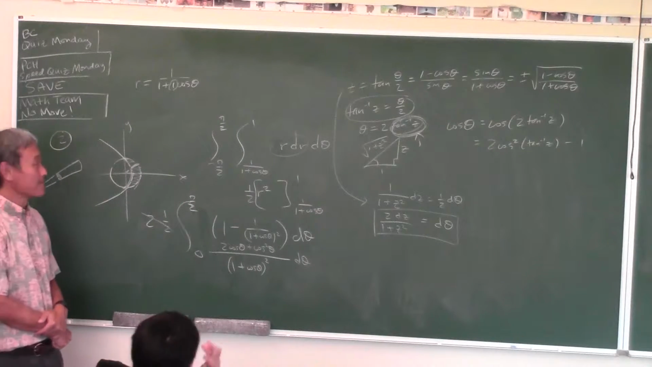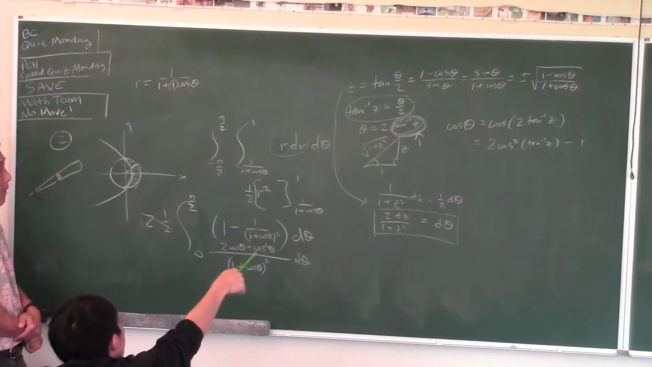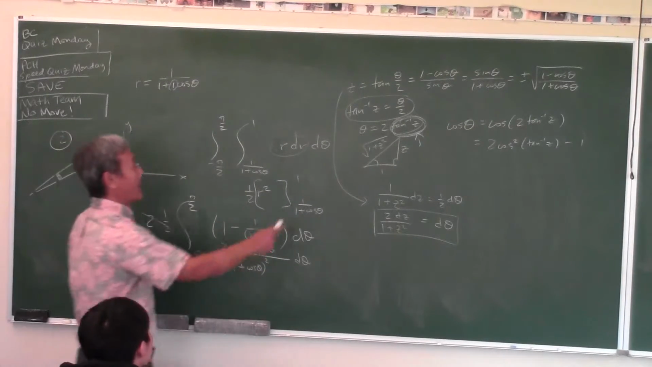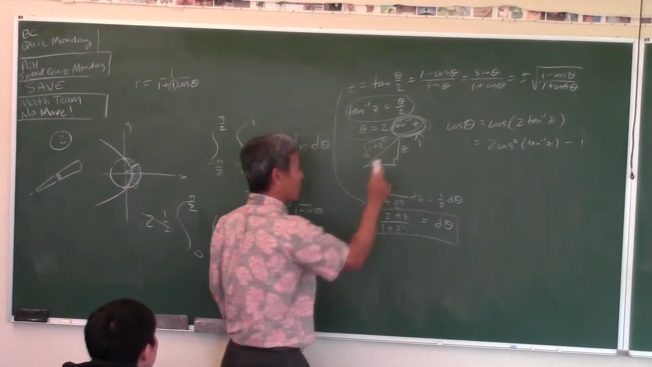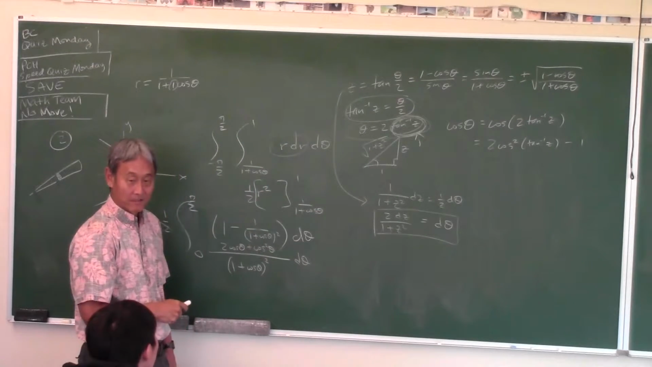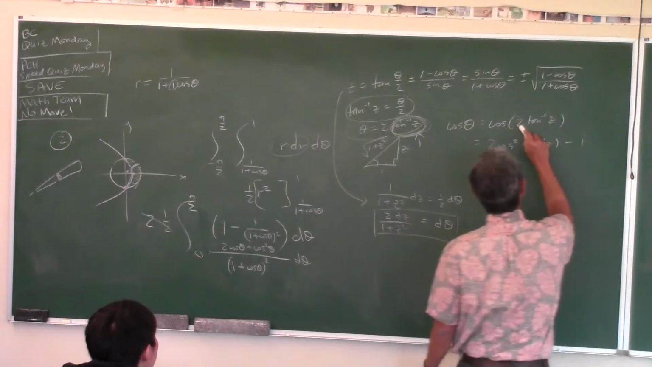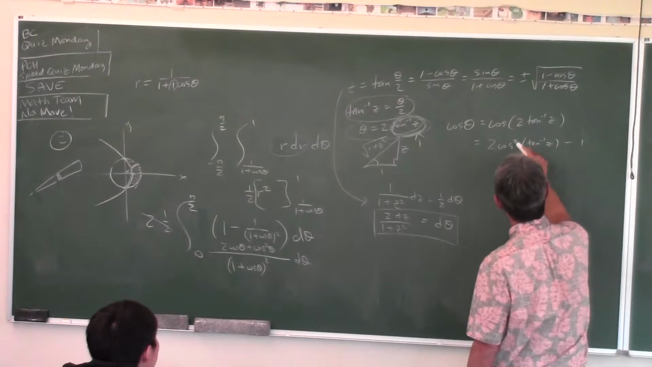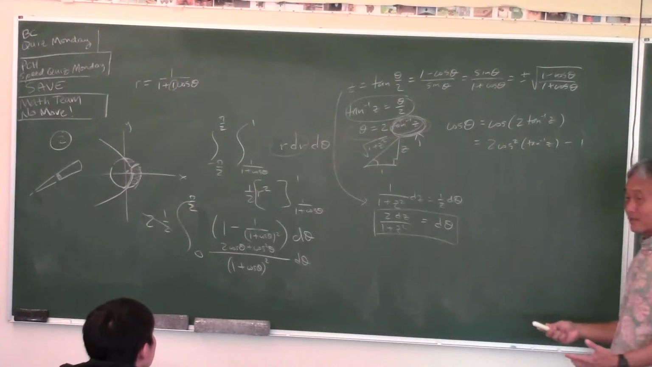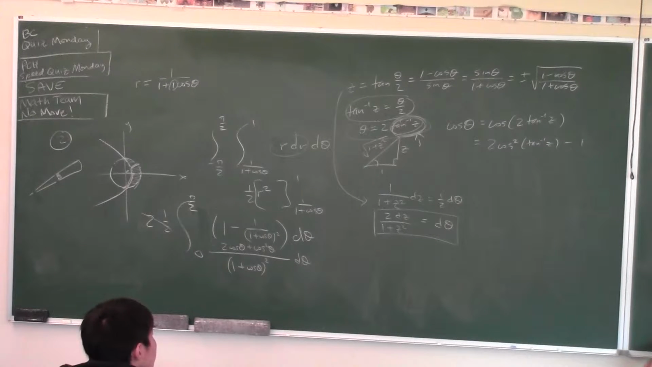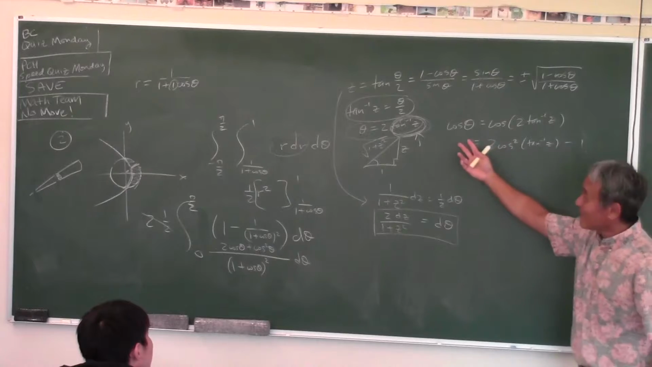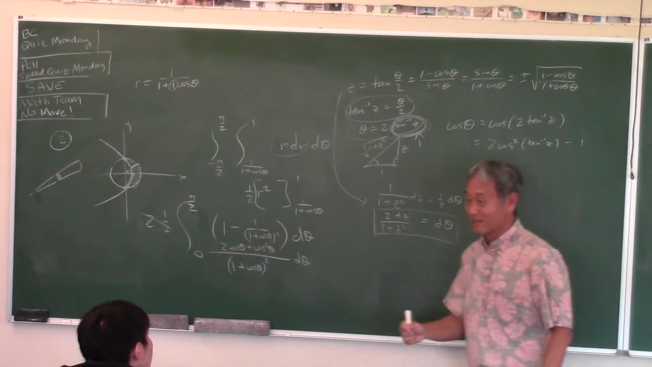I don't know where you got that from. I took this equation and I took the cosine of both sides. And the identity for cosine 2x is 2 cosine squared x minus 1. What's the purpose of doing that? Because we need to find an expression for cosine theta so we can plug it in here.